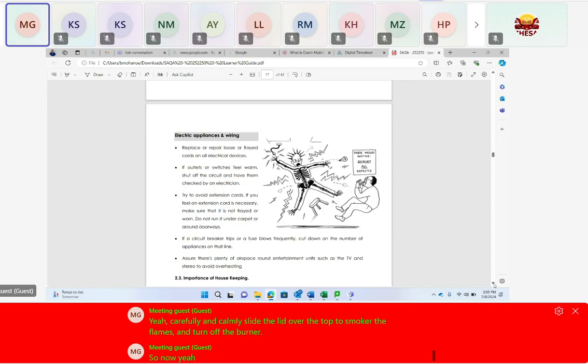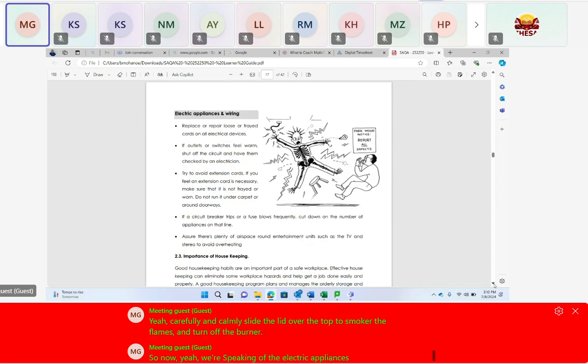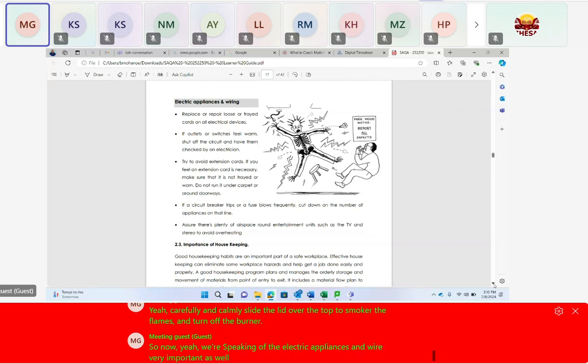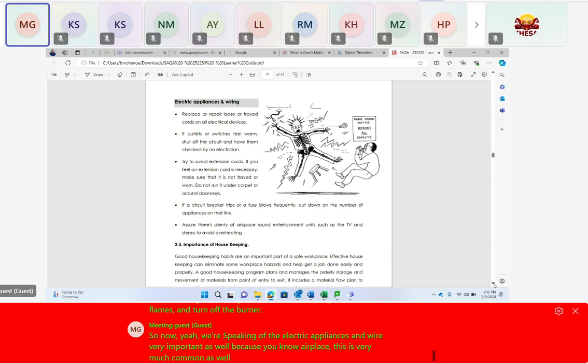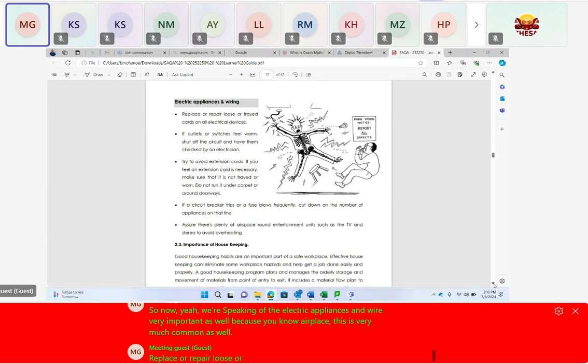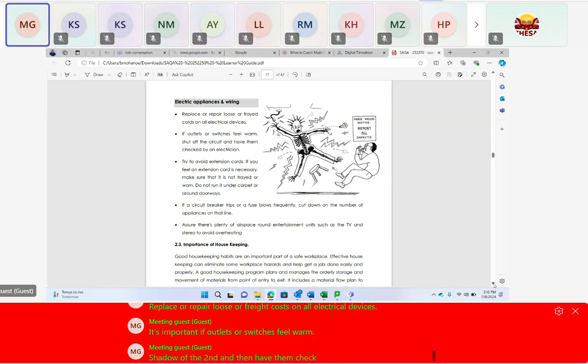So now here we're speaking of electric appliances and wiring. Very important as well because in our place this is very common. Replace or repair loose or frayed cords on all electrical devices. It's important. If outlets or switches feel warm, shut off the circuit and have them checked by an electrician. The electrician must check those things, not just anybody. Try to avoid extension cords. If you feel an extension cord is necessary, make sure that it is not frayed or worn.